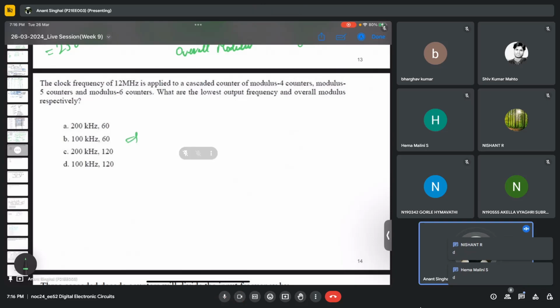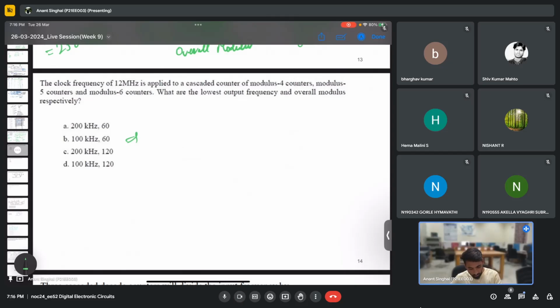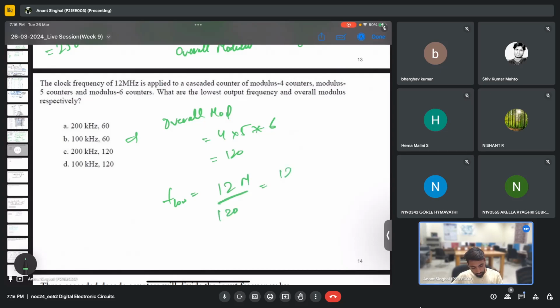Okay, so yeah, I got the same answer. So yeah, this is very easy. So the overall mod is 4 times 5 times 6. So this is 120, and the overall frequency will be 12 megahertz divided by 120. So this will be 100 kilohertz. Yeah, option D is the correct answer.